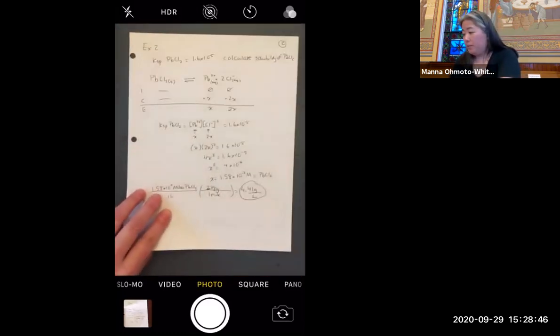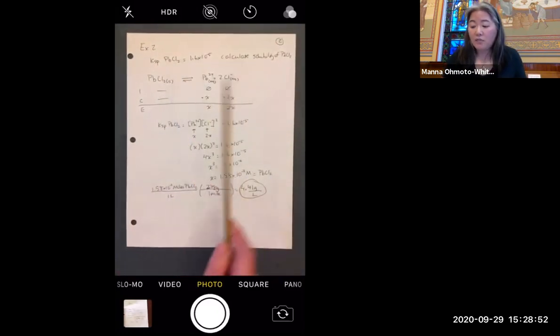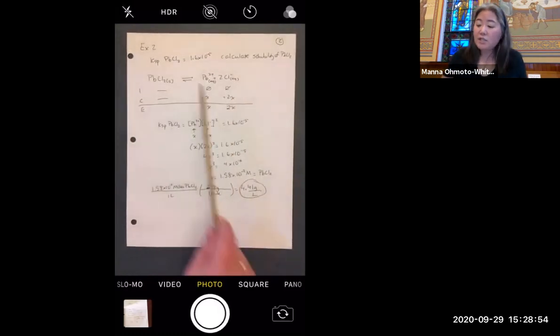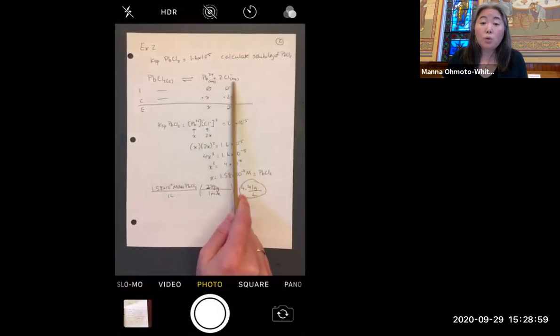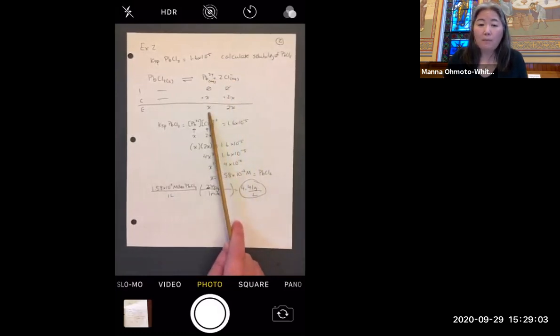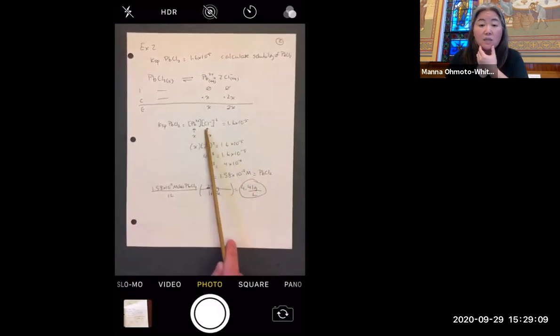Another example is looking at lead-2 chloride. This is a different example because when I dissociate lead-2 chloride, I get 1 lead ion and 2 chloride ions. So I have to remember that at equilibrium, my ratio of lead to chloride ions is going to be x and 2x. That's what I have to plug into my Ksp expression.